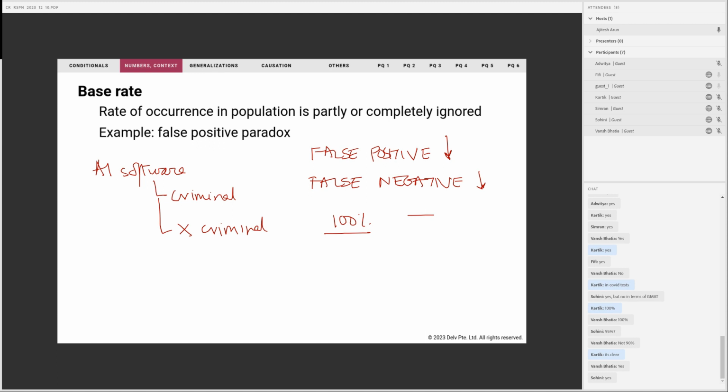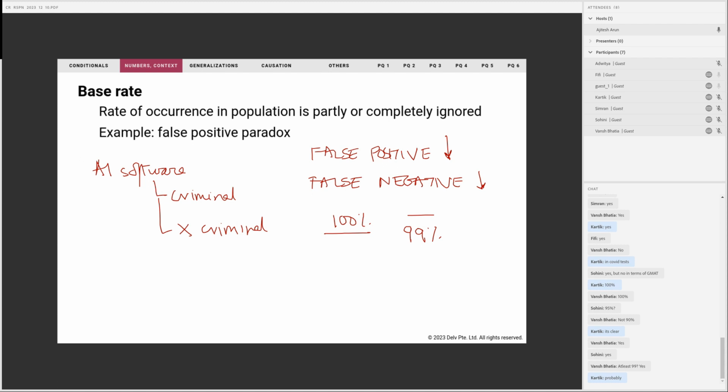Now let's come back to our example. 100%. Okay, let's say that's not possible. What about 99%? Quick check. Vansh, you're not comfortable with 90. Karthik, you also wanted 100. But would you take 99% at least? Karthik is saying probably. Okay. Vansh is saying at least 99%.